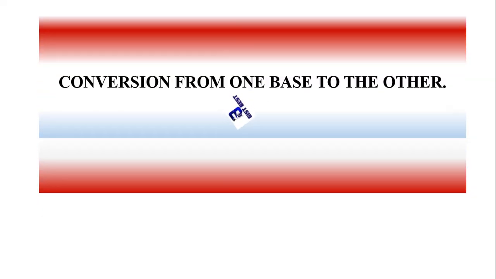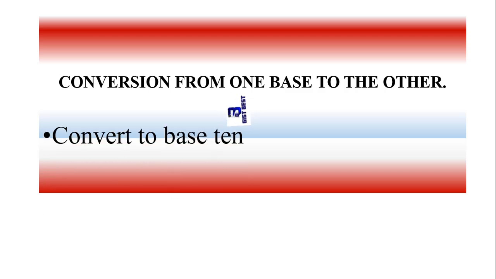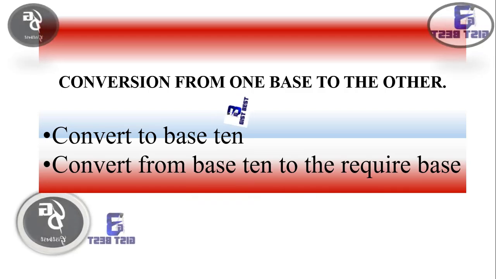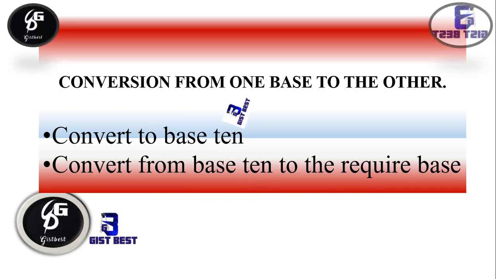Let's begin with conversion from one base to the other. The first step is to convert to base 10, using either the expansion method or the repeated multiplication method, as you like. Then the next thing is to convert from base 10 to the required base.